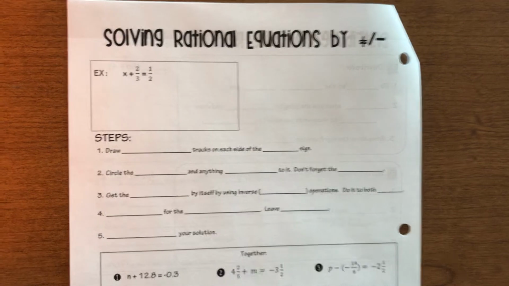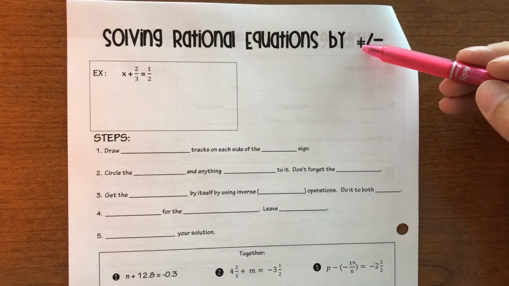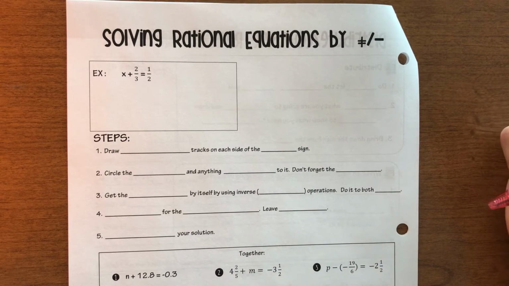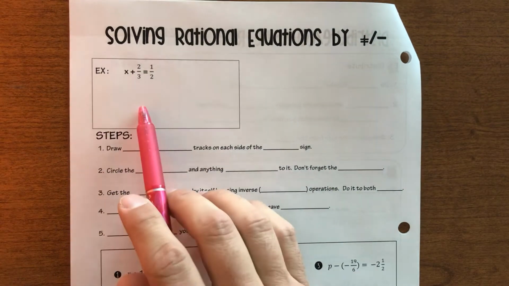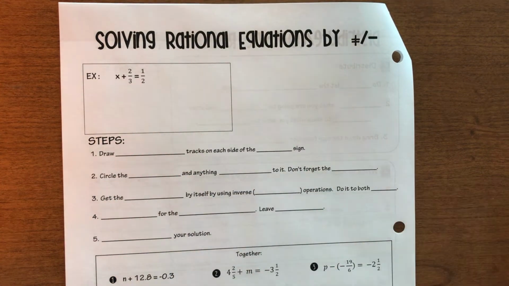All right, guys, short video today. We're solving rational equations by what is supposed to be adding and subtracting. These are just one-step equations like what we did with integers, but this time, as you can see in the example, we're not using integers, we're using rational numbers.